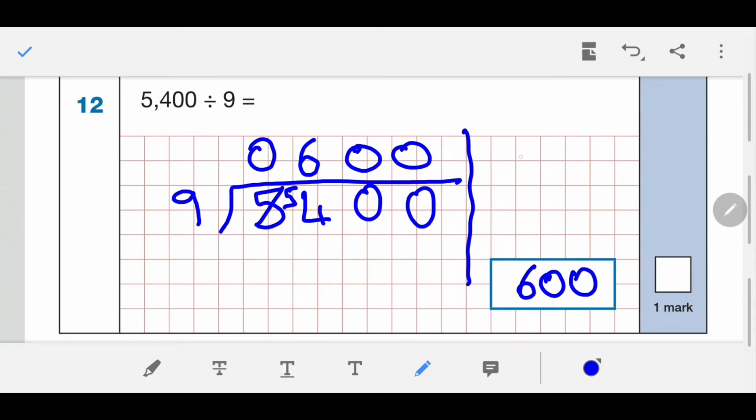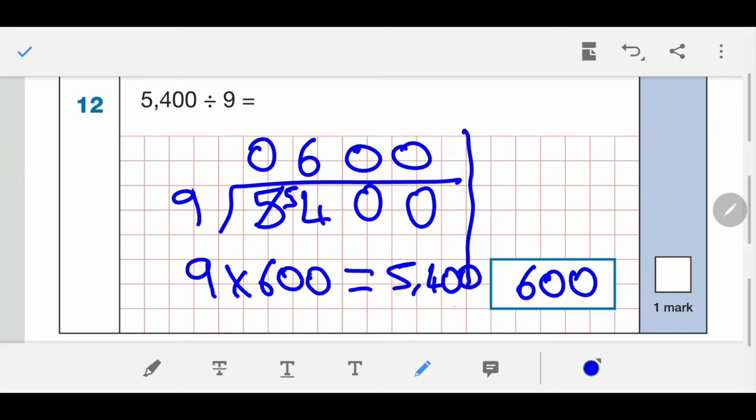If I want to double check that, I can of course use the method of, again, inverse operation. And I can do 9 times 600, and that would give me an answer of 5400.